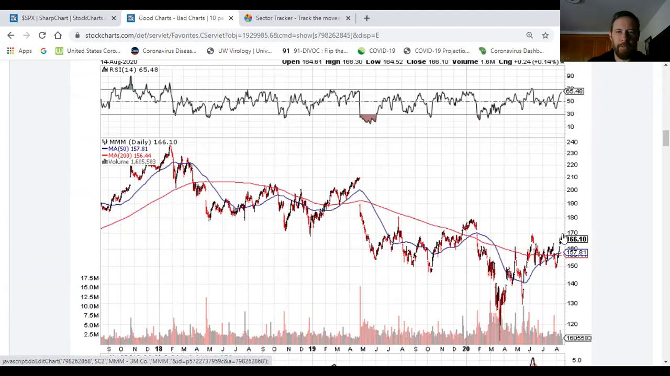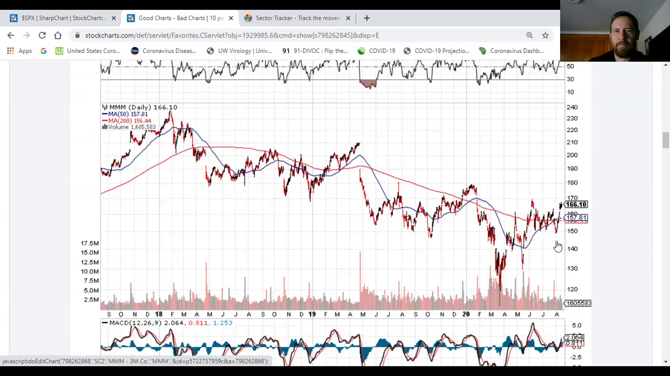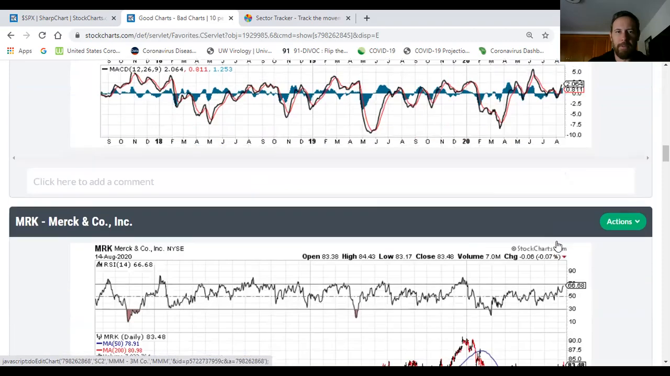3M looking pretty good. Yeah, whole chemicals, materials starting to break out now as the economy starts to open back up.